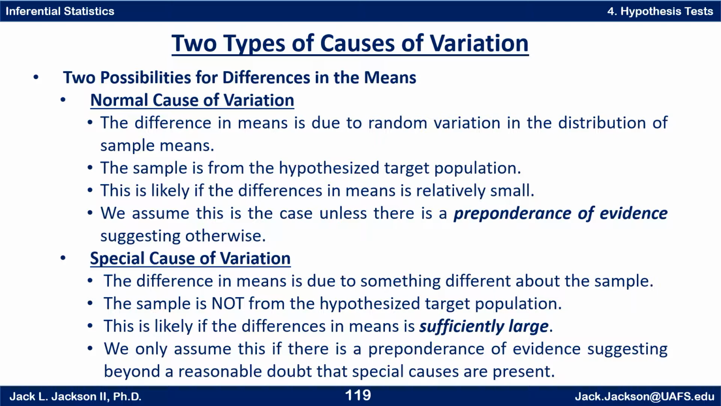The difference in means, however, could be due to what we call special causes of variation. The difference in means here is due to something different about the sample. So the sample is actually not from the hypothesized target population. This is going to be likely if the difference in means is sufficiently large. We only assume this if there's a preponderance of evidence suggesting beyond a reasonable doubt that special causes are present.